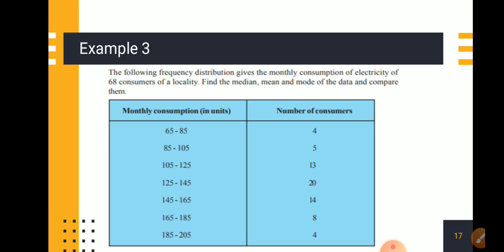Next example, the following frequency distribution gives the monthly consumption of electricity of 68 consumers of a locality. Find the median, mean and mode of the data and compare them. Here we need to find out all three: mean, median, mode.